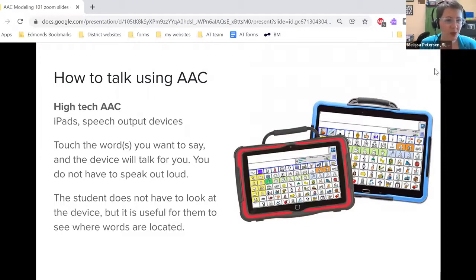I'm going to give you a little more information about how to talk using AAC, because it's a little different whether you're using like a high-tech AAC or low-tech. If you're using high-tech AAC, meaning like an iPad or something, you just touch the words you want to say and the device will talk for you.